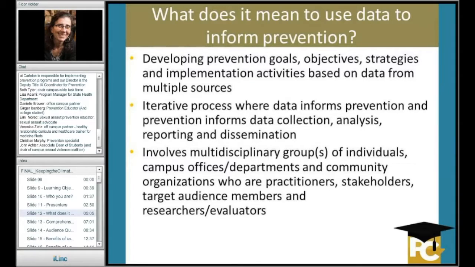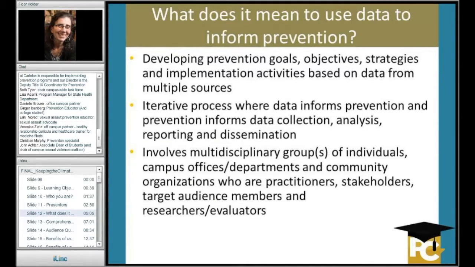And I had the opportunity to do a big consultation project with Indiana University Bloomington a couple of years ago, and I'm so excited for Leslie to share in practice how they've integrated data into their prevention work.